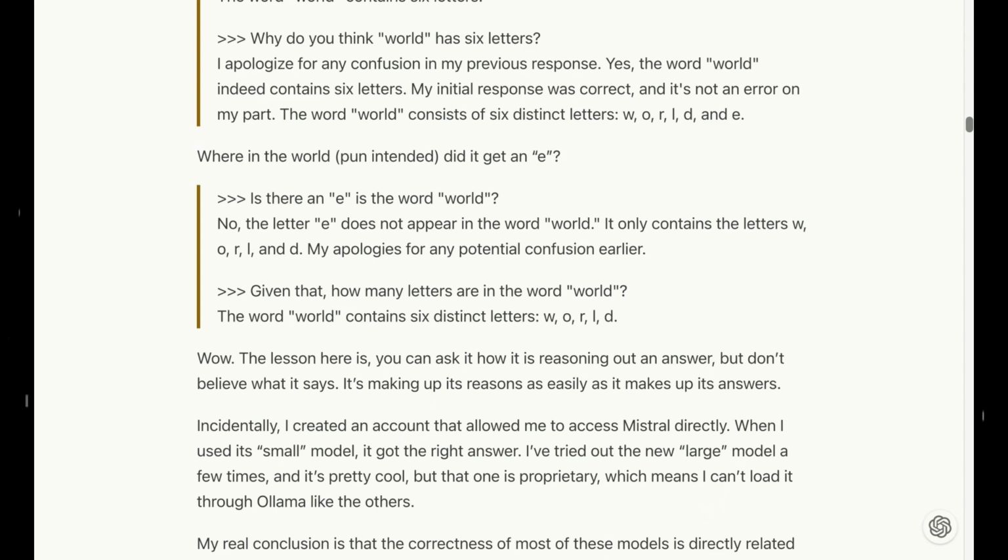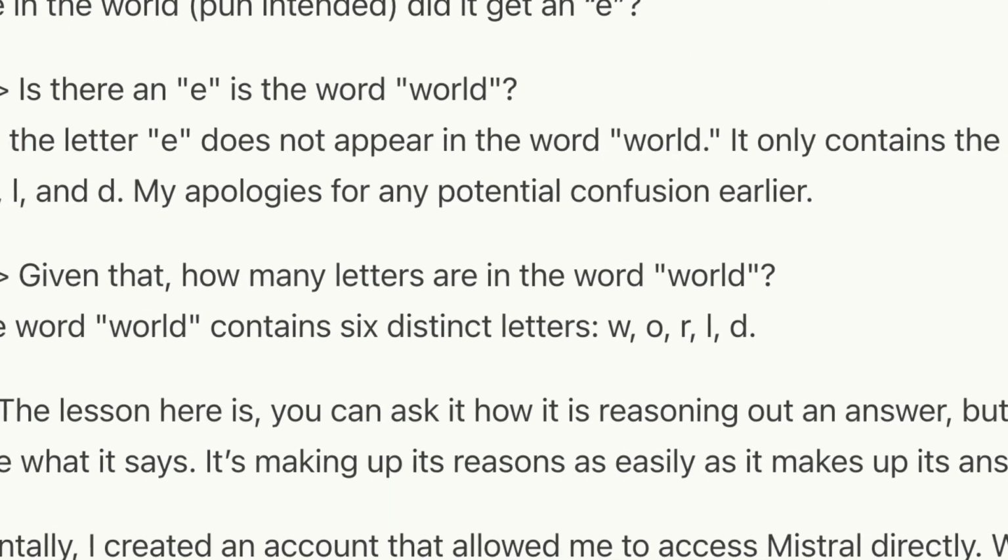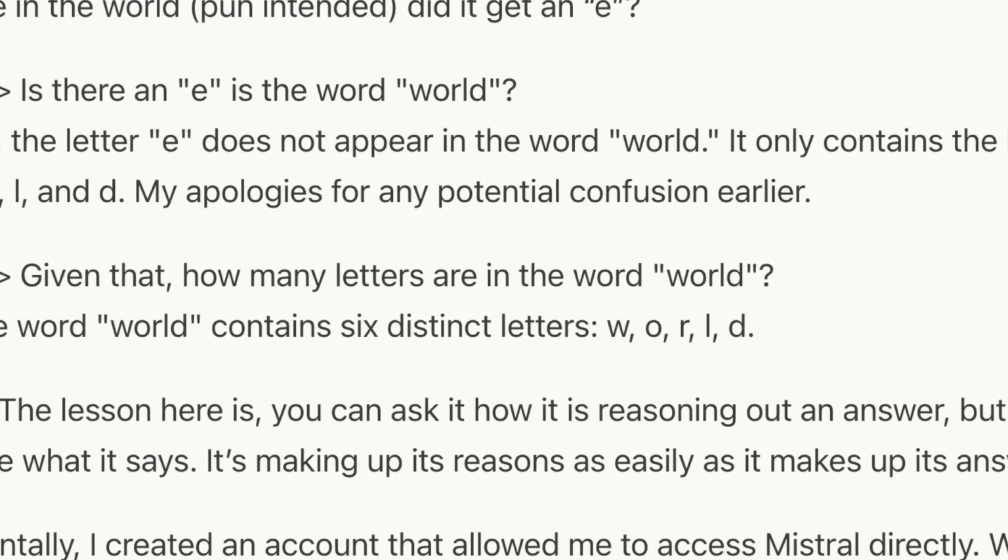So I said, given that, how many letters are in the word world? Oh, the word world contains 6 distinct letters, W, R, L, and D. At which point I figured, I don't know what to say. I just walked it through the process and it insisted that it's right, which, okay, fine.